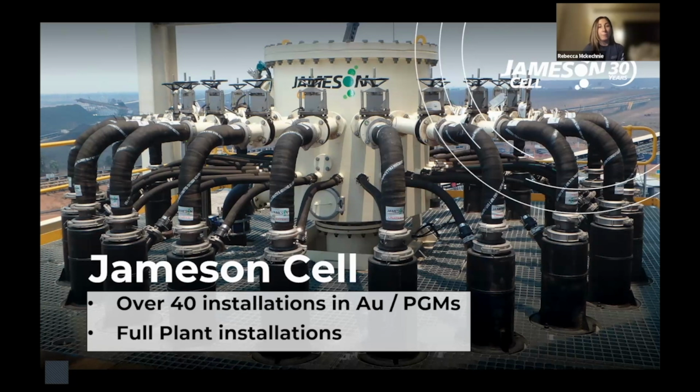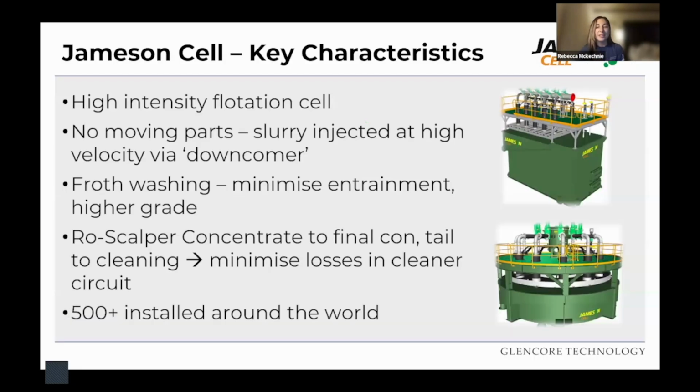And over 40 of these are installed specifically in gold and PGM operations. Whilst the Jamieson cell has its origins in cleaning duties, it's been progressively applied more and more in roughing capacities as well. And we even have Jamieson concentrators, so concentrators that solely consist of Jamieson cells, now around the world.